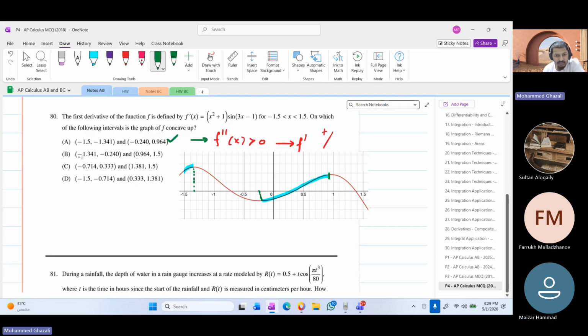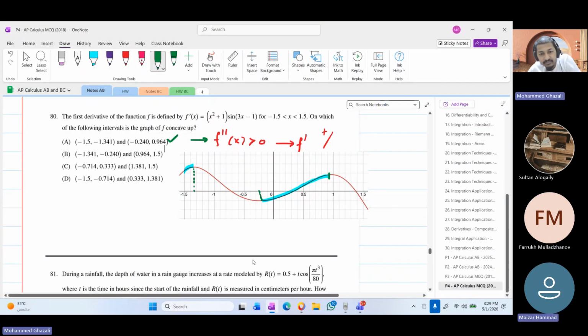What about this one here? Did you guys check the rest of the options? The rest are wrong. Okay, great. Right, so that's the one.